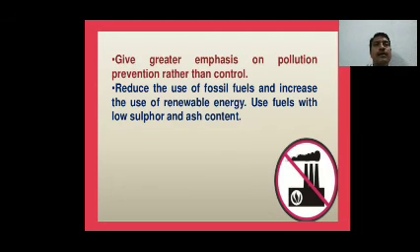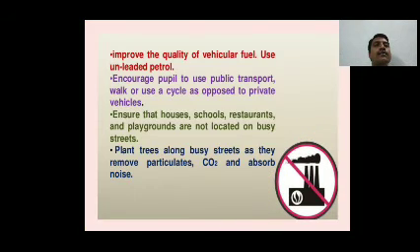Use non-conventional sources like solar energy, hydroelectricity, wind energy and tidal energy. When these alternate energy sources are used, pollution will decrease. Improve the quality of vehicle fuels and use unleaded petrol.